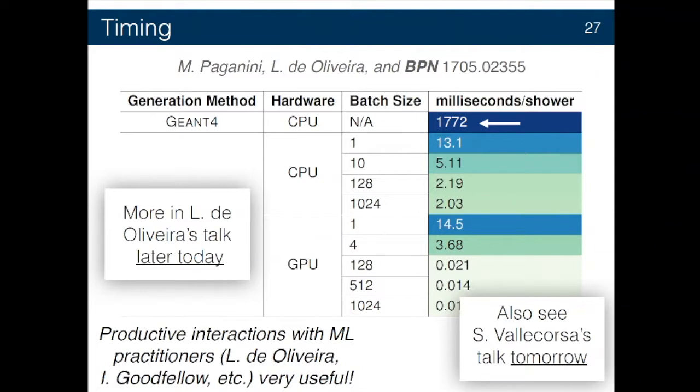But I do want to highlight that one of the nice features about really pushing on this technology is that there have been very productive interactions with machine learning practitioners. So for Yann LeCun, for instance, or even Ian Goodfellow, who came up with the GAN idea, we've had some positive interactions, and this has helped push us forward.